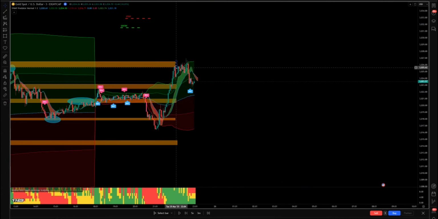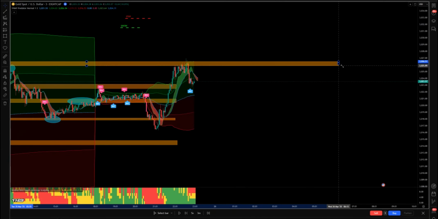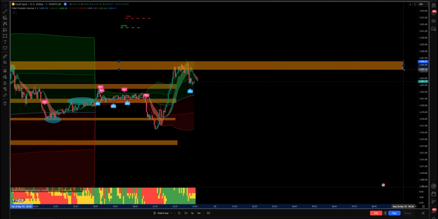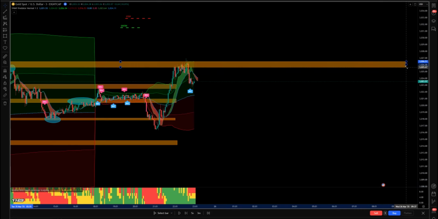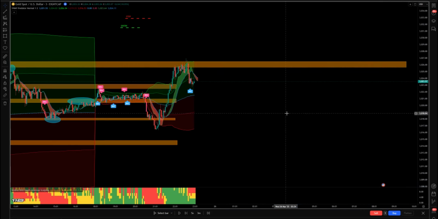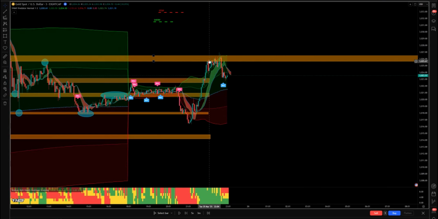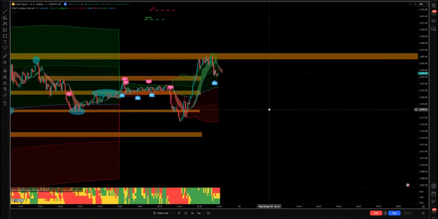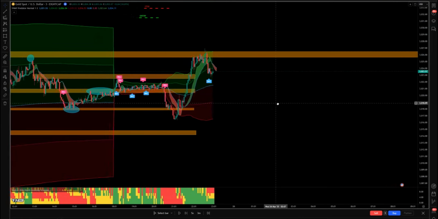So for me now, this becomes very relevant, and we take that all the way to the US Open, something like that, okay? So now this becomes very relevant because we've had a lot of attempts to get through there and it has failed. So this becomes one of those very important zones to continue for this day.